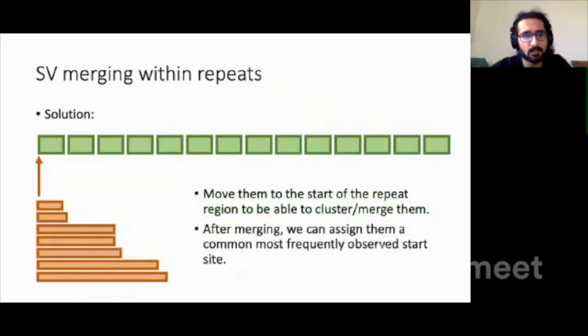So our solution was actually quite a simple idea. We moved their start site to the very beginning of the repeat region, and then any clustering will actually work given their lengths. From this point on, we just apply the same algorithm, and after the merging has finished and we have our independent SV cliques or SV clusters, we can assign them a new start point, say based on the majority start sites in any SV that's found within a repeat region, and represent it as a multi-allelic SV.